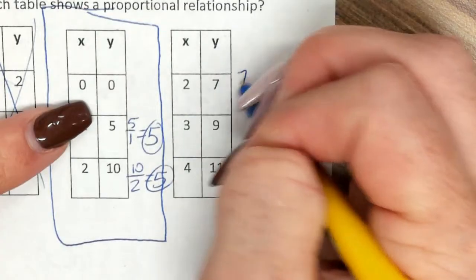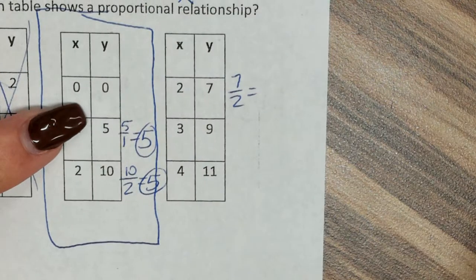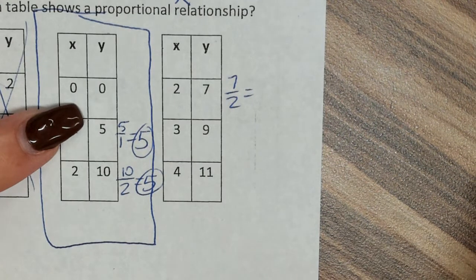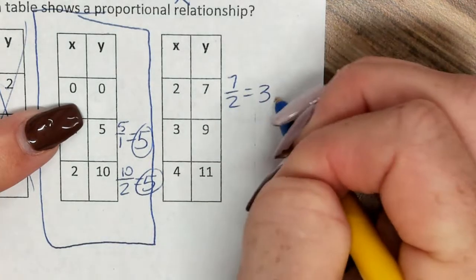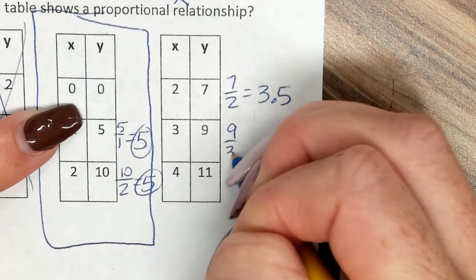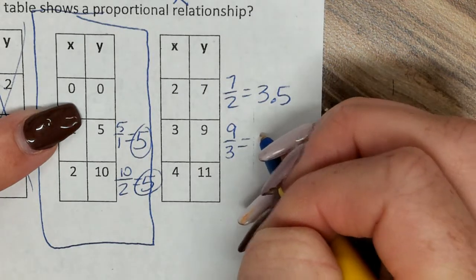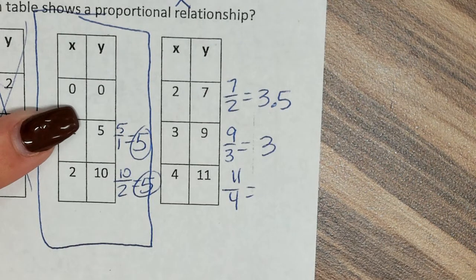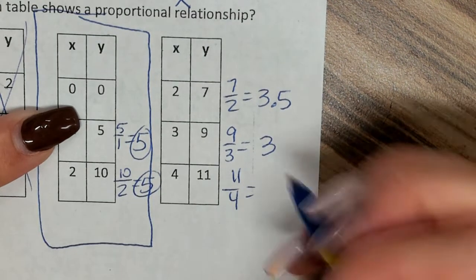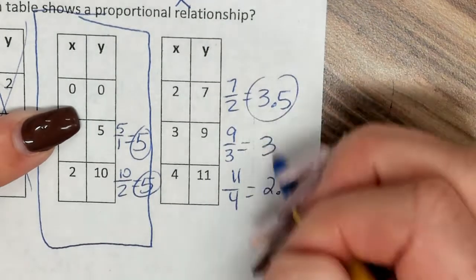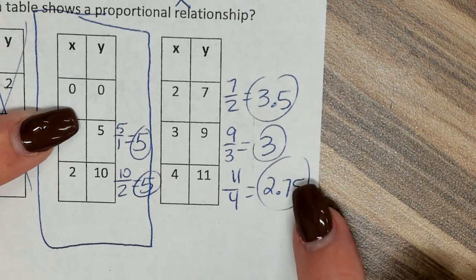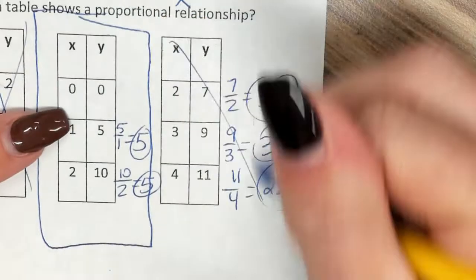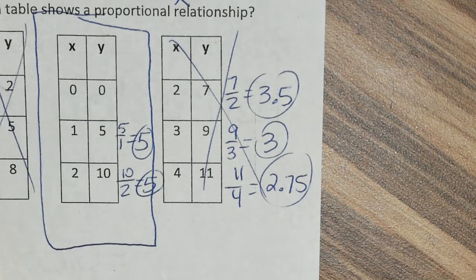What is 7 divided by 2? 3.5. All right. What is 9 divided by 3? 3. What's 11 divided by 4? 2.75. Did we get a constant when we divided? No. So this one is not proportional.